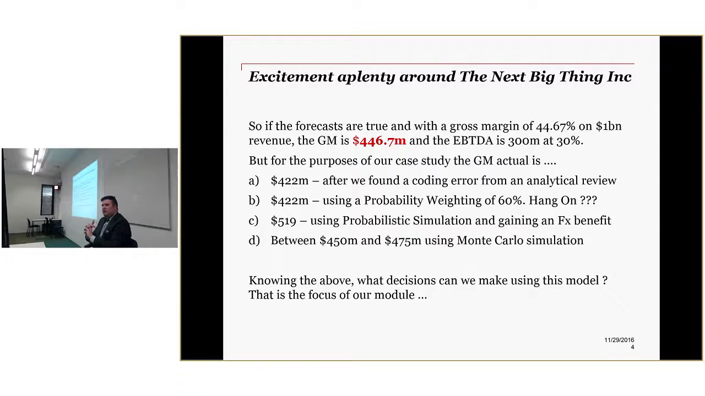Or it could be between 450 and 475 if we use some Monte Carlo. And I'll give you some examples of how to do that in Excel as well, notwithstanding that there are other statistical packages out there that can do it as well. So this slide's really giving you a sense of what is it we're trying to achieve? We're trying to forecast a business, and what decisions can we make on it there?